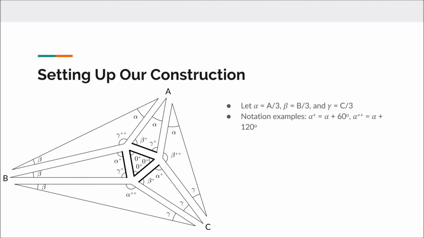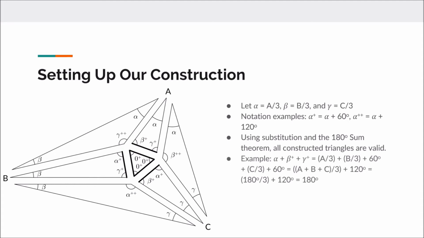Now for example, alpha plus is equal to alpha plus 60 degrees. Alpha plus plus is equal to alpha plus 120 degrees. Essentially, if you see an addition sign in superscript, it implies that you add 60 degrees to the original angle. Using substitution and the 180 degree sum theorem, we can show that all constructed triangles are valid in this construction.